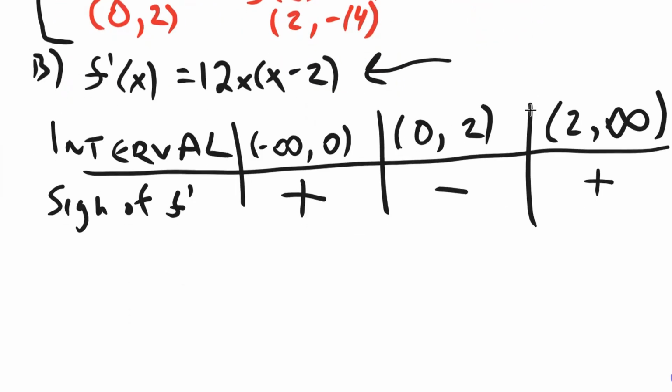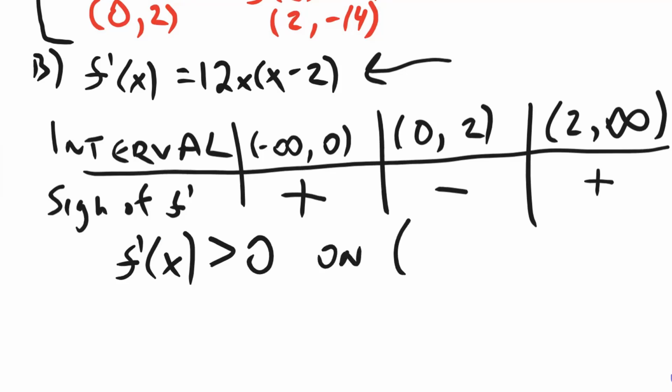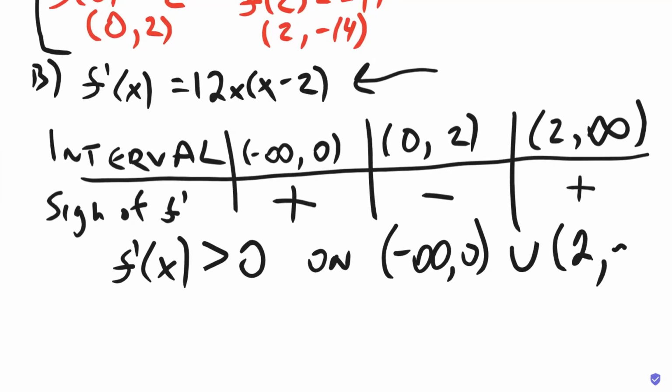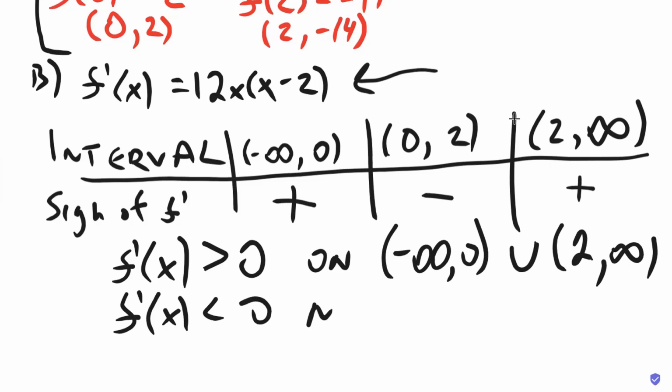Our conclusion is that f prime is greater than 0 on the intervals negative infinity to 0 and 2 to infinity. f prime is negative on the interval 0 to 2.